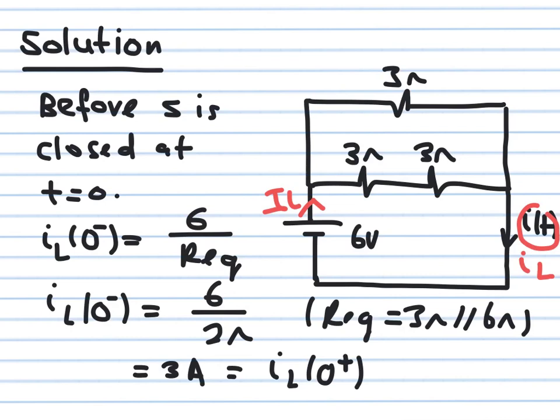This was the steady state current flowing in the inductor just before the switch was closed. Now, because the current inside the inductor cannot change instantaneously, as I explained before in lectures, this current will have the same value even immediately after the switch is closed. So IL of 0 plus is equal to IL of 0 minus. Both of them have a value of 3 ampere, which is 6 volts divided by the equivalent resistance of 2 ohm.